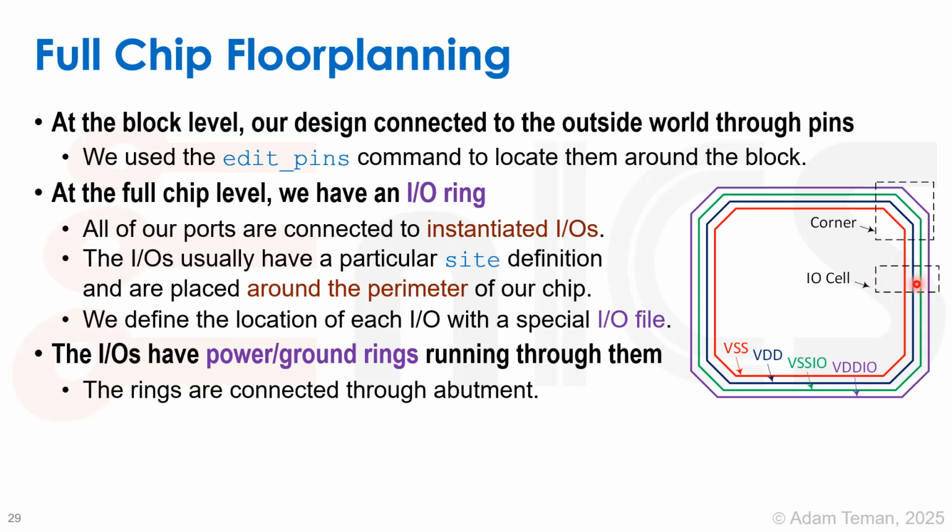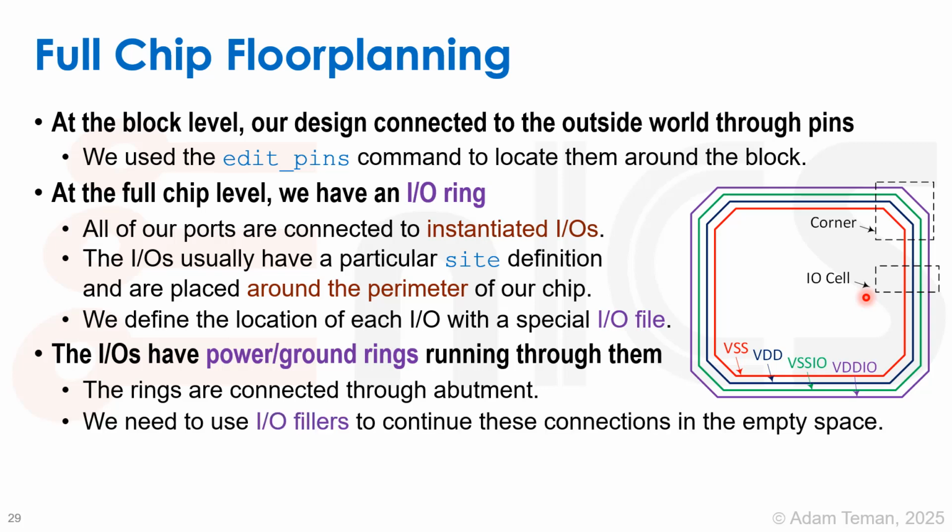And then we put a cell on top of it, or a corner cell, or whatever we get, it is able to tap into those rings and get those voltages which it needs for its level shifters or for its ESD protection. So we need the IO fillers to continue these connections in the empty space. We're not necessarily going to put IOs right next to each other. This depends on our specific design and so forth. So if we have empty spaces, we're going to have to put a filler cell that is going to basically fill in these rings to connect to each other, and a bunch of other stuff.